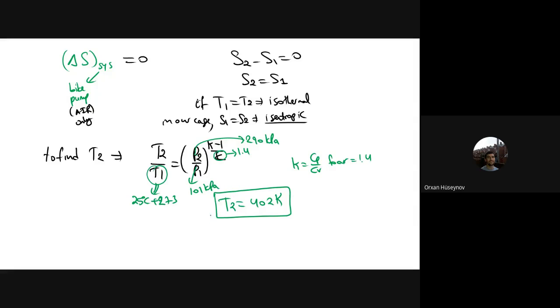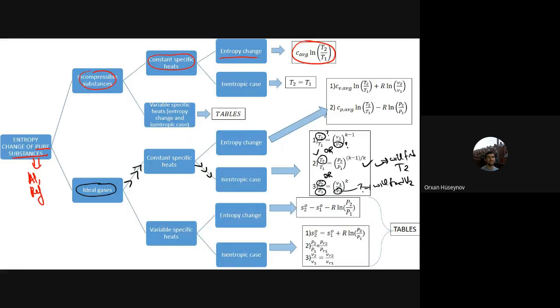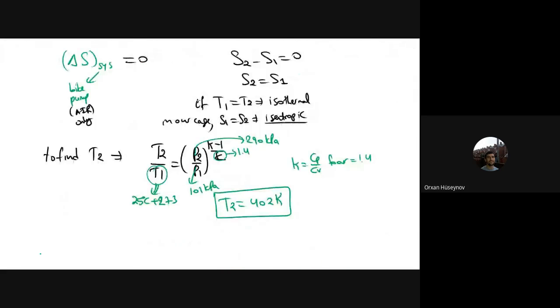We have found the T2. Now it is time to find the volume at the second stage. So to find the volume at the second stage, I will go back to the formulas here. Okay, so you have P2 by P1 is V1 by V2 to the power of K. So P2 by P1 will be equal to V1 by V2 to the power of K. So let me write the value here.